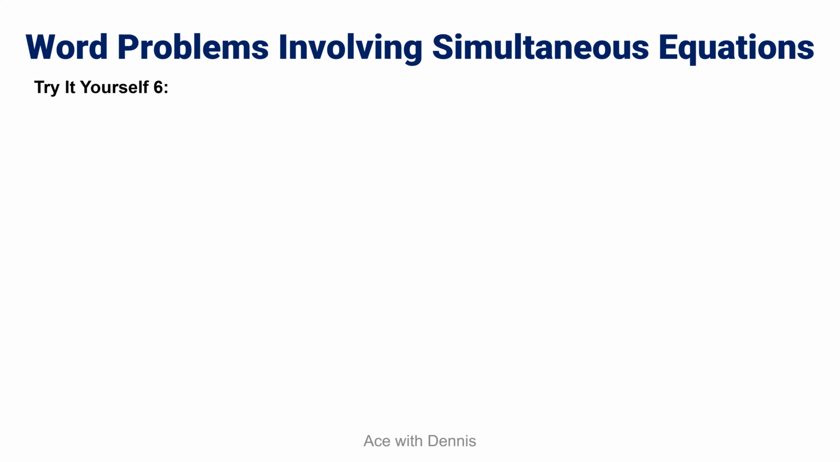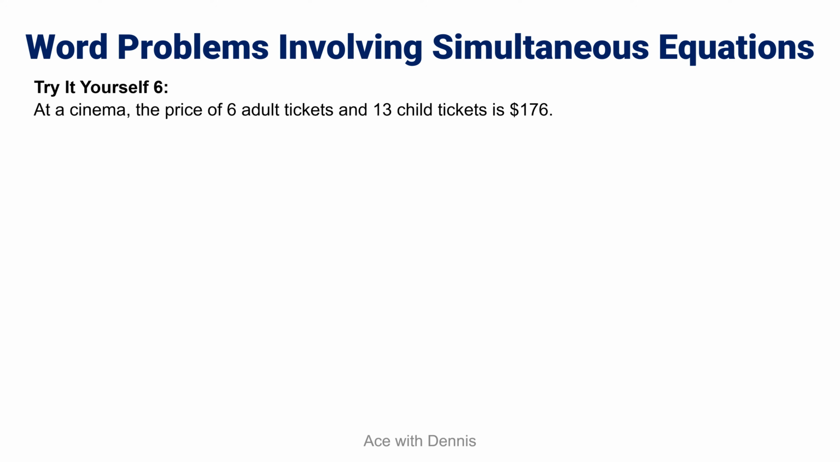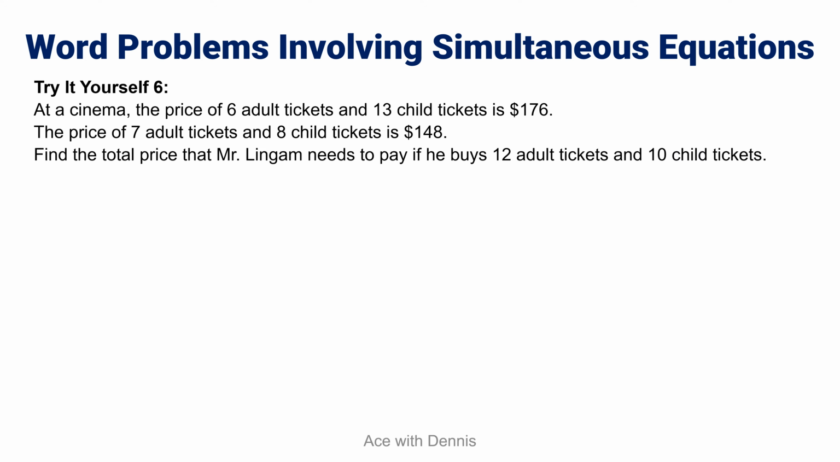Try it yourself 6. At a cinema, the price of 6 adult tickets and 13 child tickets is $176. The price of 7 adult tickets and 8 child tickets is $148. Find the total price that Mr. Lingam needs to pay if he buys 12 adult tickets and 10 child tickets. You can pause the video and try to solve it yourself.